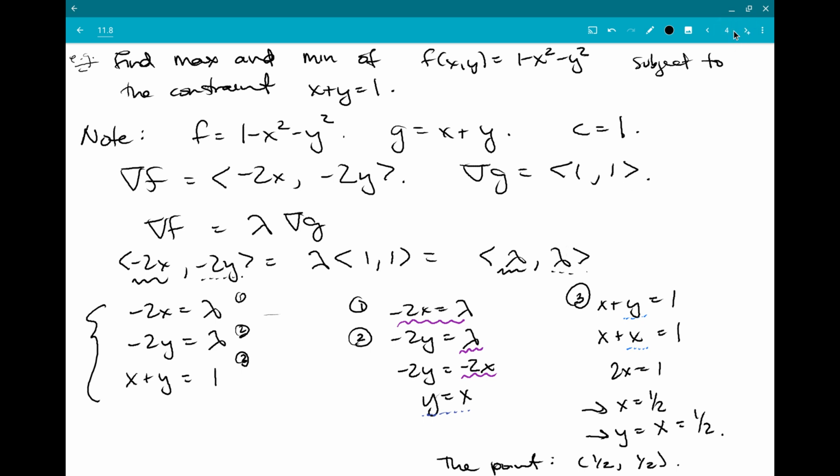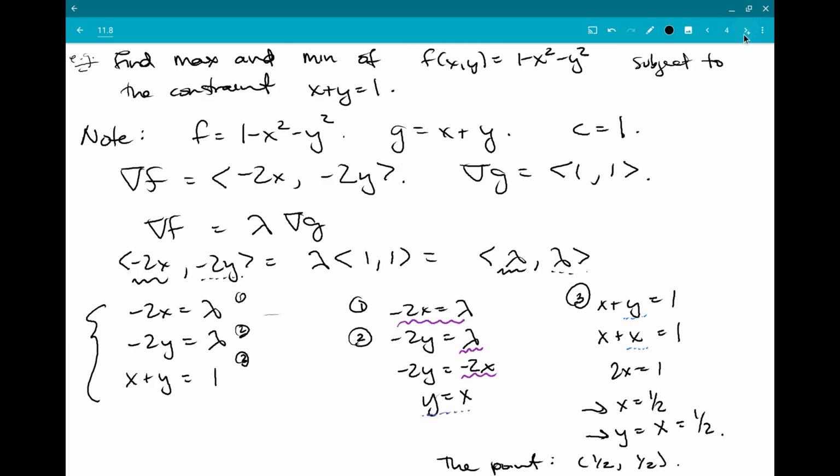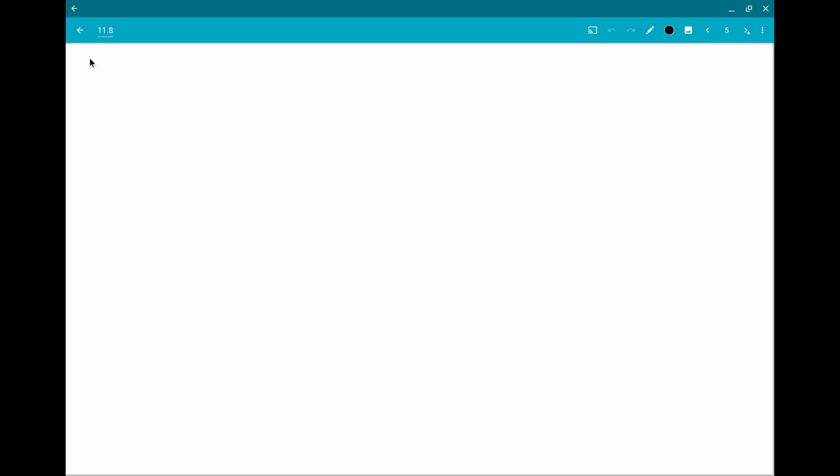Okay, so up to this point, what I've done is I've finished step 5, solve my system of equations for my points x, y, and lambda. And I'm only going to need x, y, so I just saved that value. But I also have to find points x, y that are on the boundary of g of x, y equal to c. So the constraint is x plus y is equal to 1.